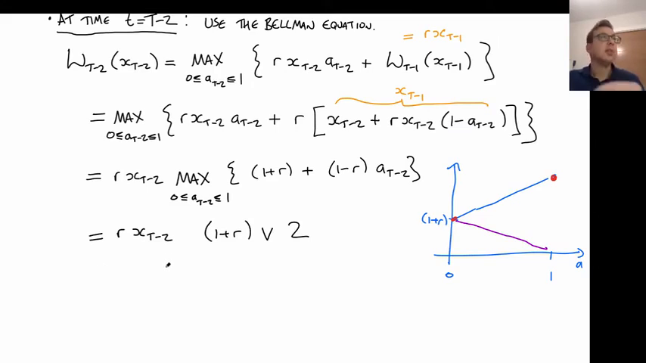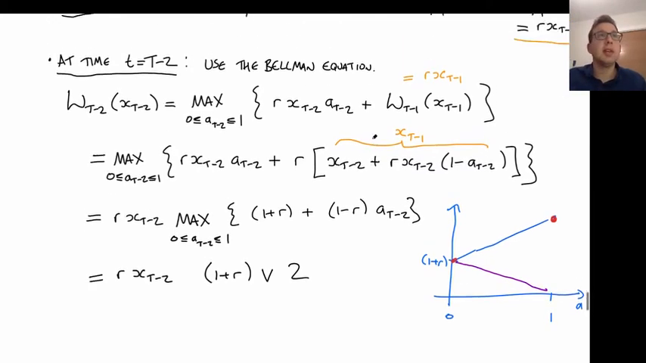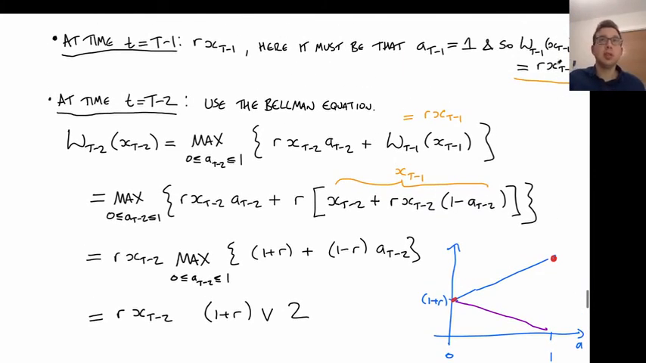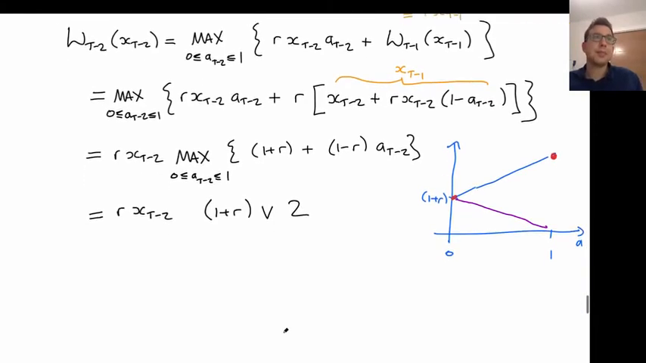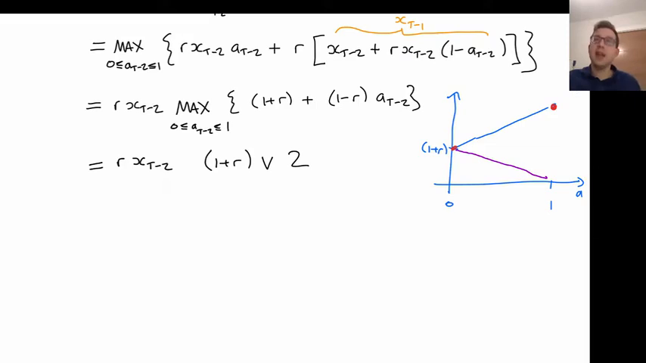At this point we could then go to time capital T minus 3, capital T minus 4. And what happens is we begin to spot a structure here. Notice that the solution is always r times x times something. It doesn't necessarily have to do with x. So we can guess the form of the solution, and we can then use induction, going back from capital T to 0, to guess the form of the solution.